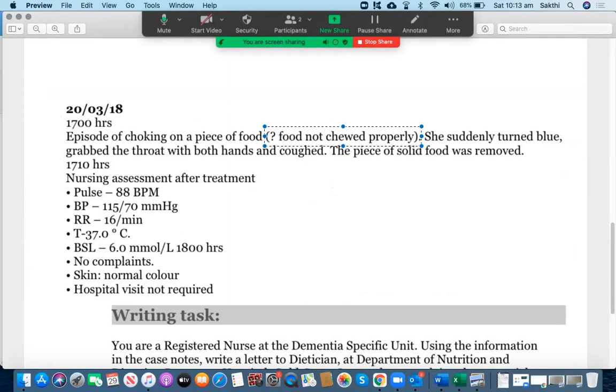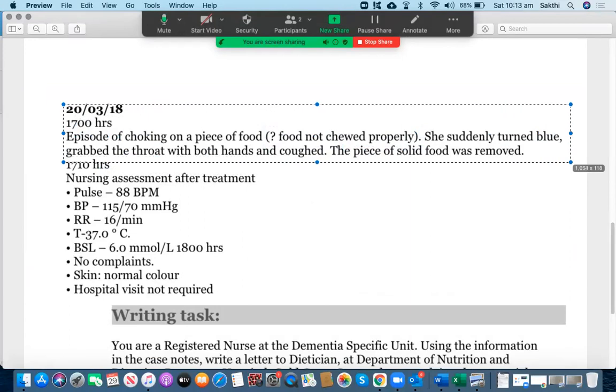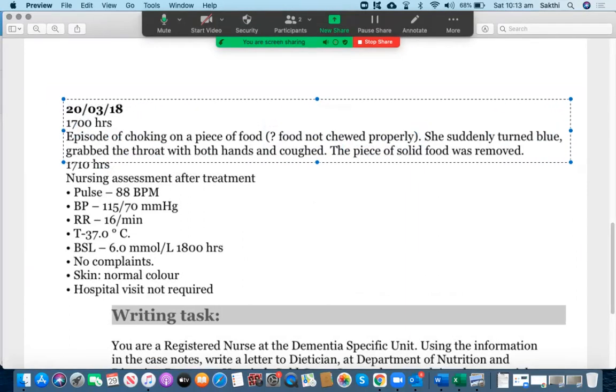Possibly due to improper chewing. So this is a recent one, right? Whenever you get the recent one, you have to explain it much more than the previous medical visits, or previous issues. So this is possibly due to improper chewing, so she's not able to chew that properly.